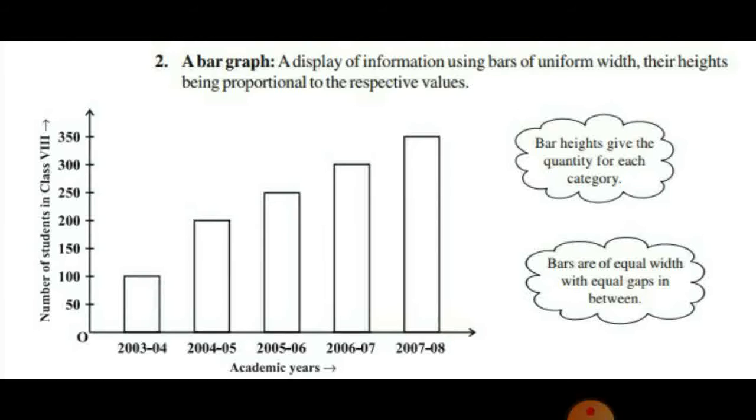So now you are able to give the answers to some questions. The first question is, what is the information given by the bar graph? That is the information about the academic year in which how many students are there in class 8. In year 2003-4 there are 100 students. In year 2004-5 there are 200 students in class 8, and so on. Now the second question, in which year is the increase in the number of students maximum? Now you are able to see the bars. The greater the height of the bar, the greater the number of students, that is 350 in the year 2007-8.